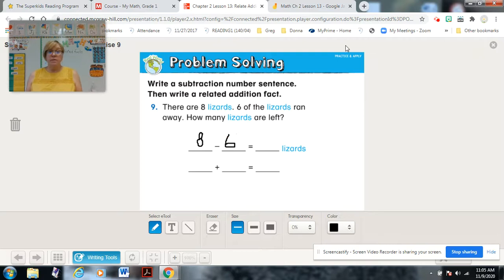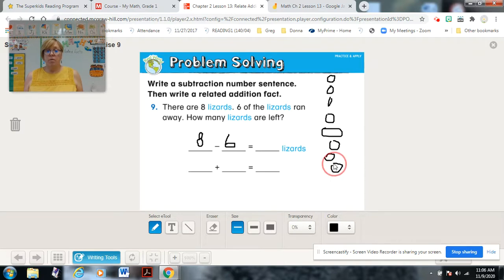Some of you, and this is perfectly okay, I would rather you do this than just guess. We're going to show that there's 8 lizards. So I am going to use my little drawing here, and I'm going to draw 8 circles. Oops, I was doing so well until I did that one. All right, I'm doing the best I can. 1, 2, 3, 4, 5, 6. I need 8. 7, 8.